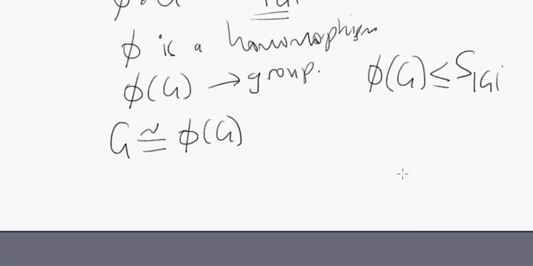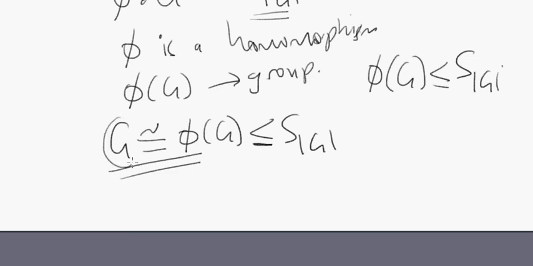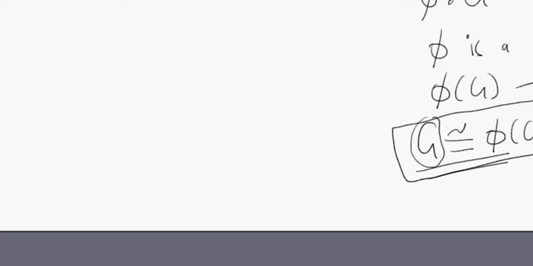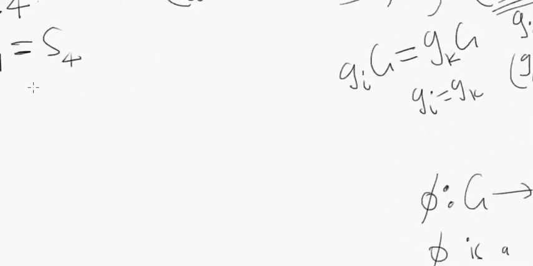If we can show this, then really what we'd be saying is that G is isomorphic to phi of G, which is a subgroup of the symmetric group on G, which would mean that G is itself isomorphic to a subgroup of the symmetric group, and we'd be done. That would be Cayley's theorem. So this is what we're left to prove right here: that G is isomorphic to phi of G, the image of phi.